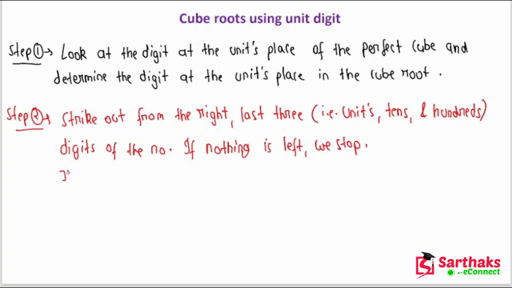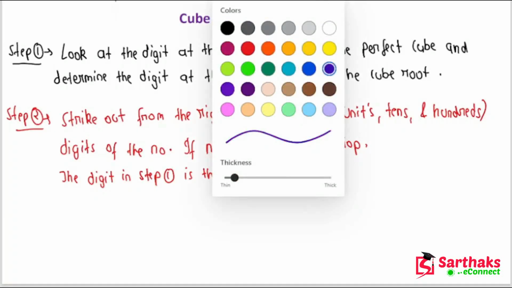Okay, then the digit in step 1 is the cube root. So it is well understood, right? For example, let us say 729. Using the last digit you can identify that the unit digit is 9 in the cube root. But if you strike down 7, 2 and 9, which are the unit, ten and hundred digits, you will be left with nothing. So 9 is the only cube root of 729. Okay, so in this way this method works.